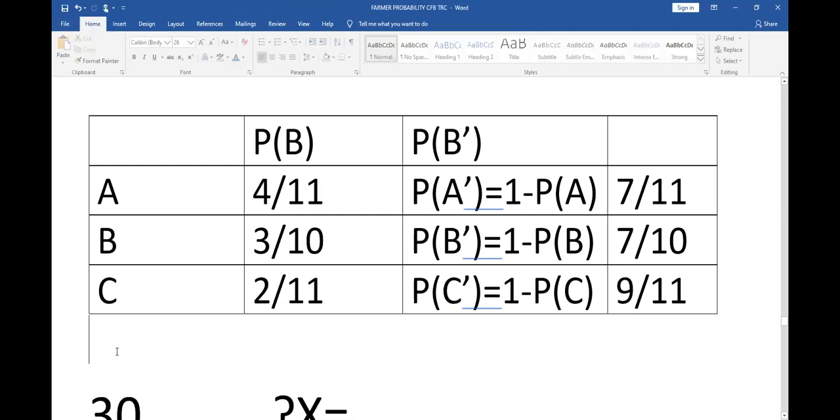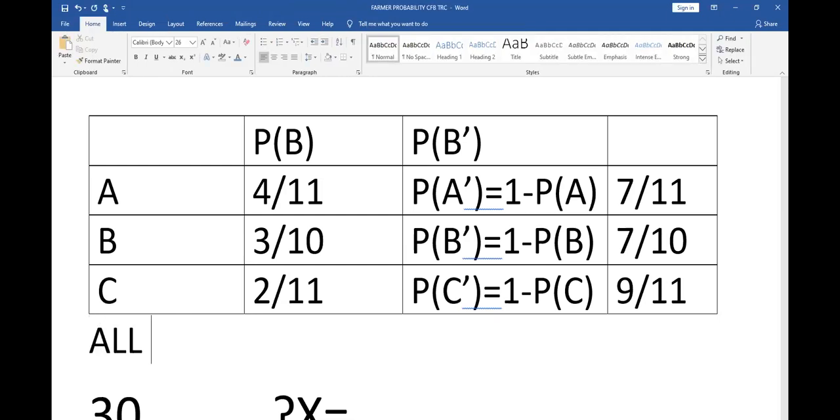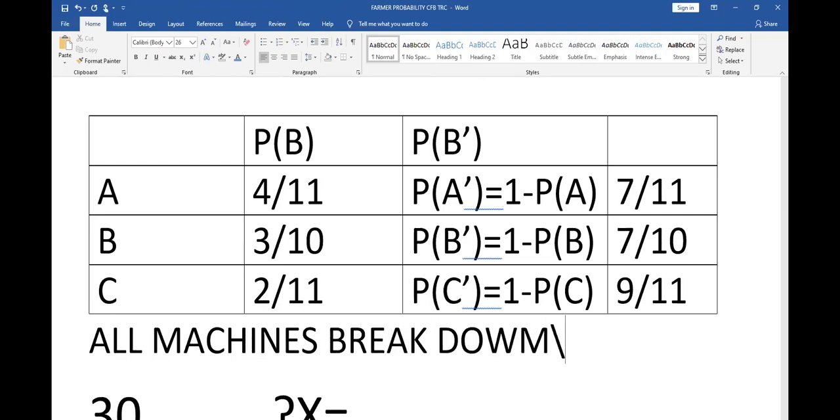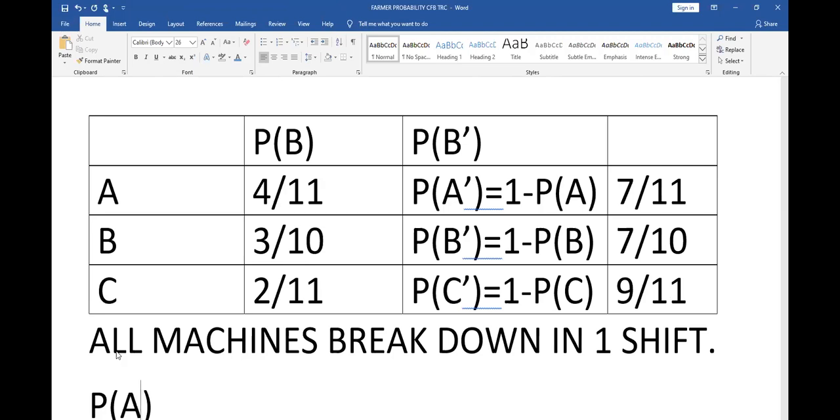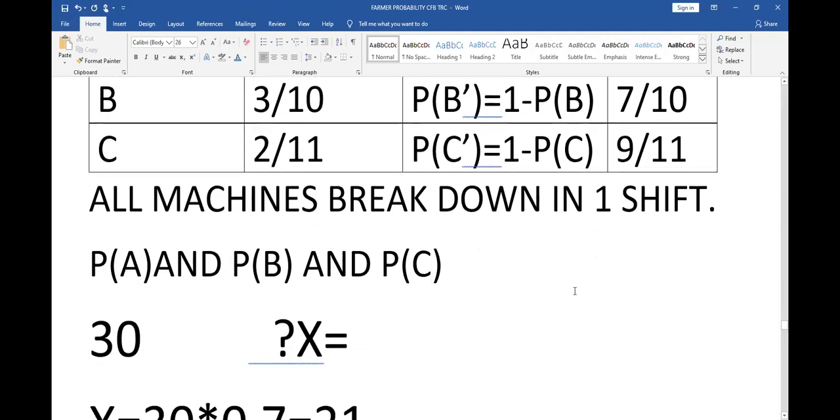So all machines break down in one shift. Yani kwa shift moja machine zote ziharibike. So it is the probability of A breaking and B breaking and C breaking. A breaking, B breaking, and C breaking.